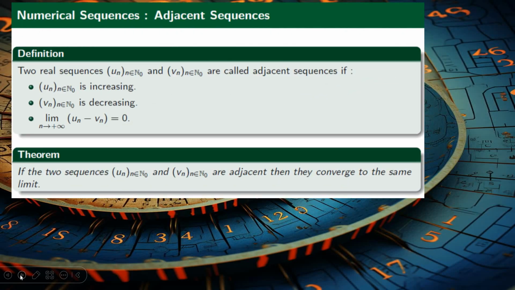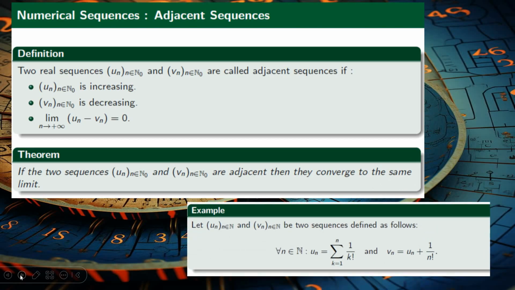Now we will give the definition of adjacent sequences. So, two real sequences un and vn are called adjacent sequences if un is increasing, vn is decreasing, and the limit of un minus vn when n tends to plus infinity equals 0. If the two sequences un and vn are adjacent sequences, then they converge to the same limit.